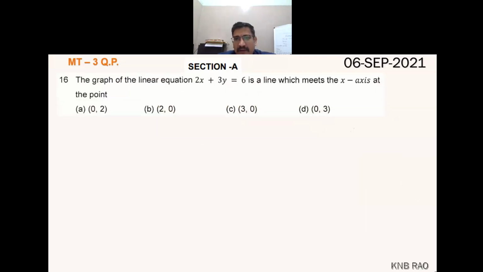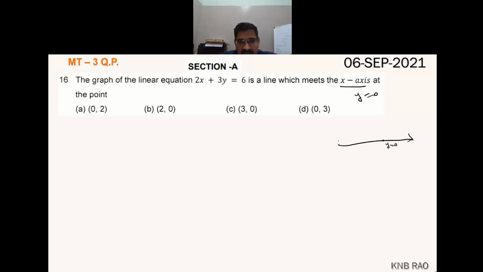The graph of the linear equation 2x plus 3y equals to 6 is a line which meets the x-axis at. See, any line meeting x-axis should happen only when y equals to 0. Why? Because a meeting point on x-axis means its y coordinate is 0. So any point lying on x-axis will have y coordinate 0.